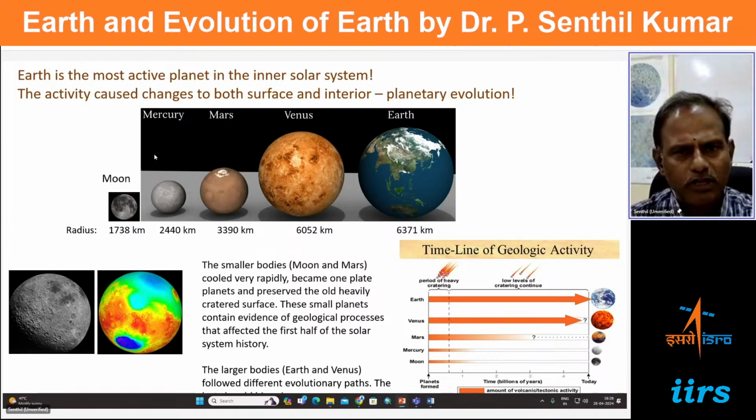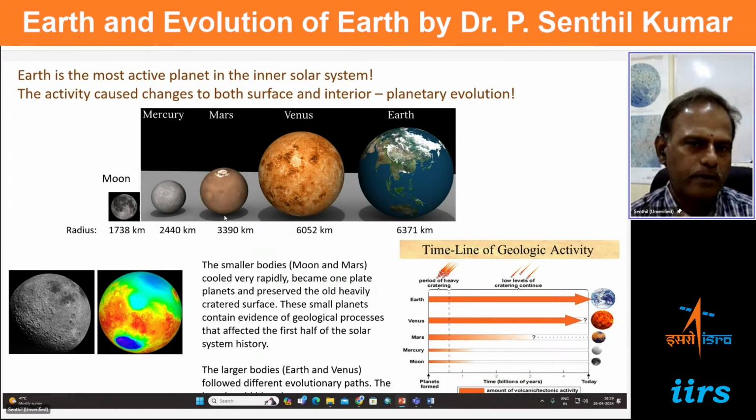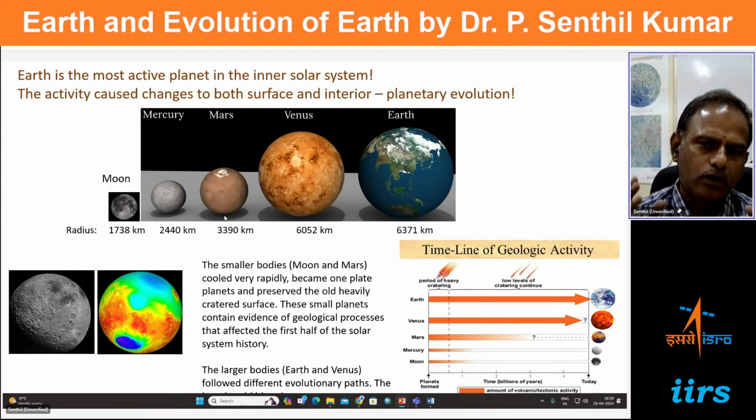If you look at the smaller bodies like Moon, Mars, and Mercury, they are very small. Because they are very small planets, they cooled very fast, and they become one plate planets. So because they became very inactive very long ago, they preserved the heavily cratered surface like this.